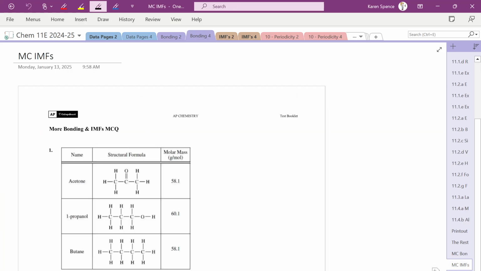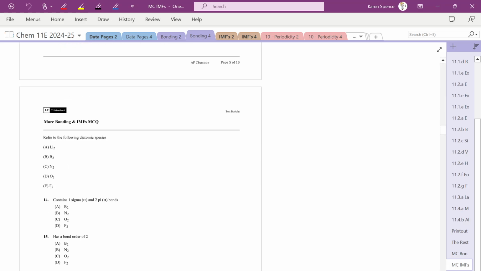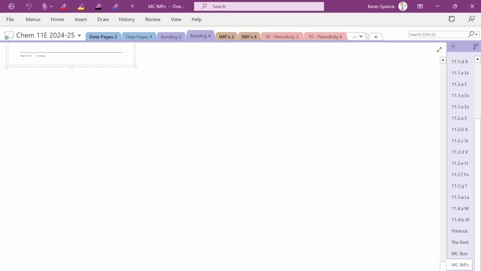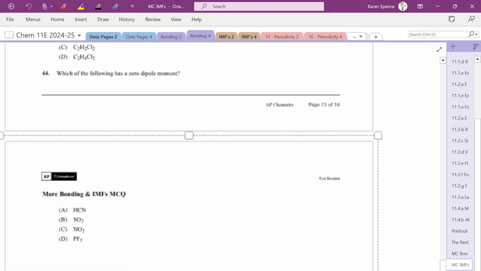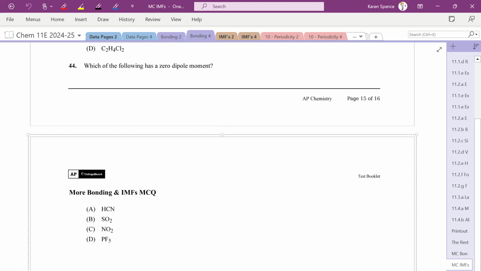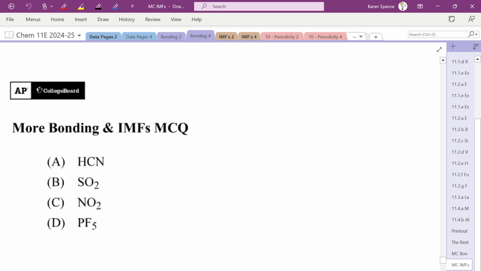Yes? And more bonding and IMFs. Yep. We go to question 44. So more, yep, this is more bonding in IMFs. Which of the following has a zero dipole moment? Well, obviously HCN doesn't. It doesn't matter what your actual Lewis structure is like. Your skeleton structure tells you polar, okay?